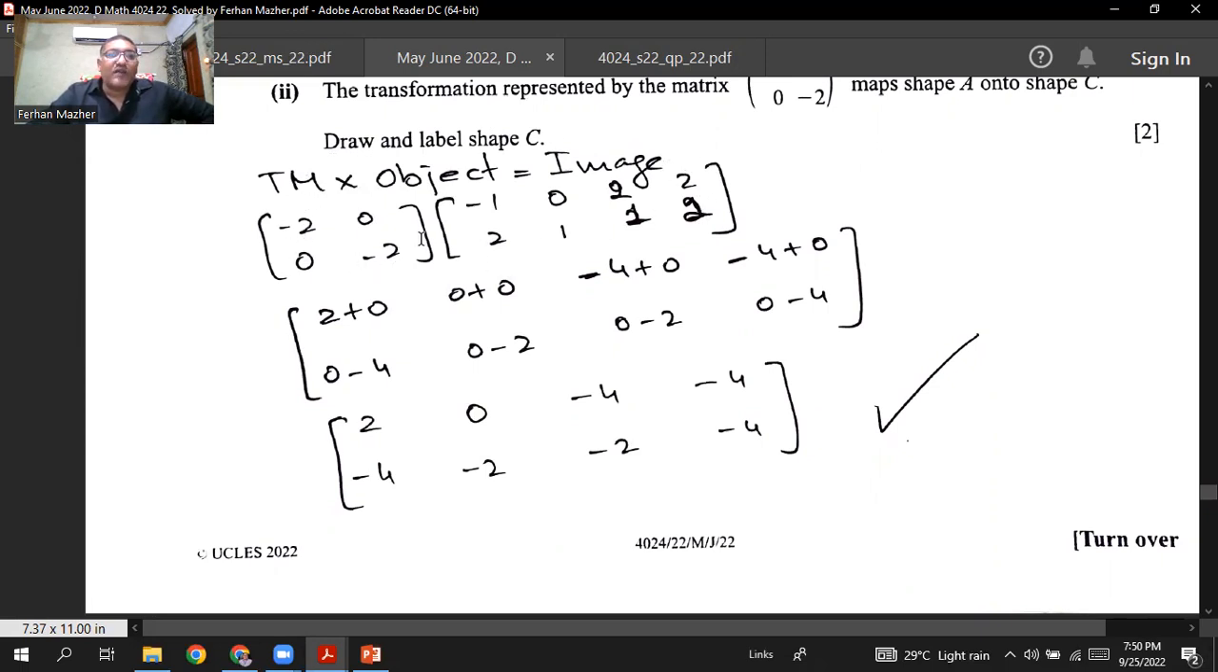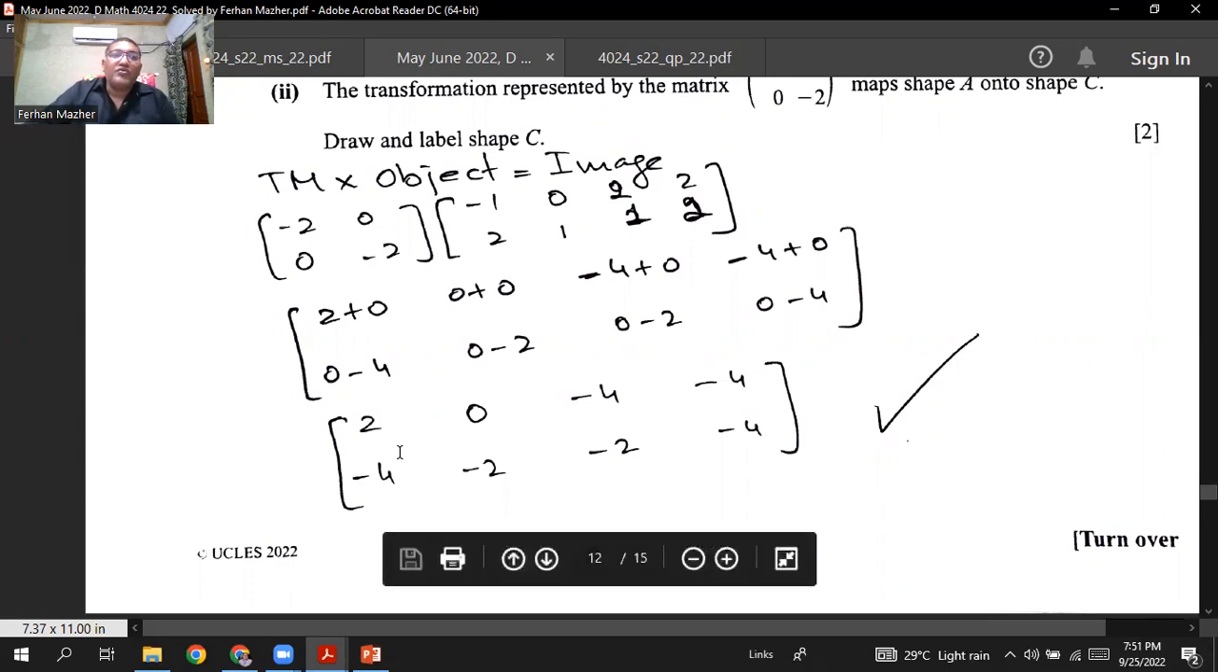Now this second row will multiply with these columns. It will be 0 minus 4, then it will be 0 minus 2, it will be 0 minus 2, it will be 0 minus 4. So you will have 2 minus 4, 0 minus 2, minus 4, minus 2, minus 4, minus 4.